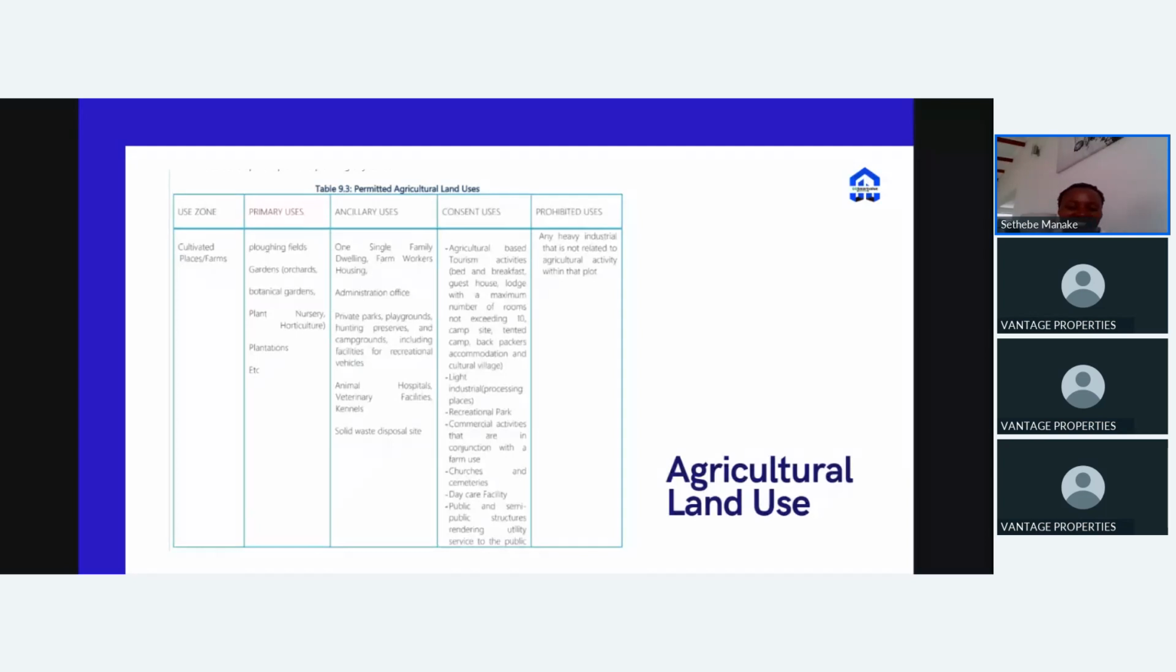And then the ones that you can ask for permission, right? Based on tourism, ask for consent without changing use, ask for consent for this particular function. Tourist-based activities, right? Bed and breakfast, guest house, lodge, and the maximum number of rooms that are allowed is 10. So you can have that at your farm without changing use. Without changing use, you can have a guest house, up to 10 rooms, or only a campsite, or tented camp, or backpackers accommodation, but the rooms are 10, right? That's the maximum. But you are not changing this, you are asking for consent.